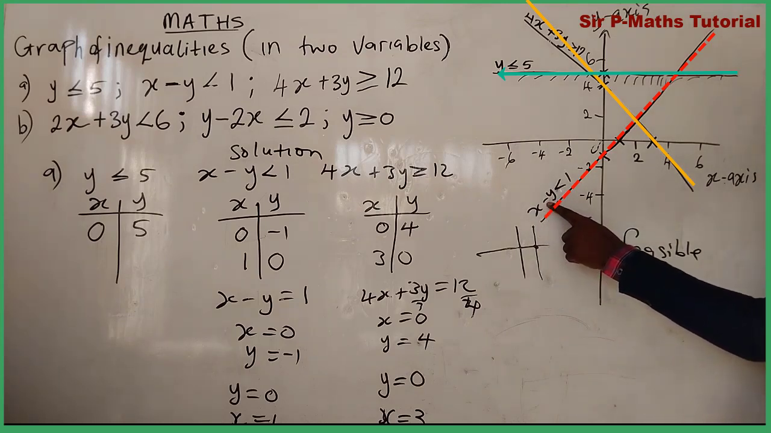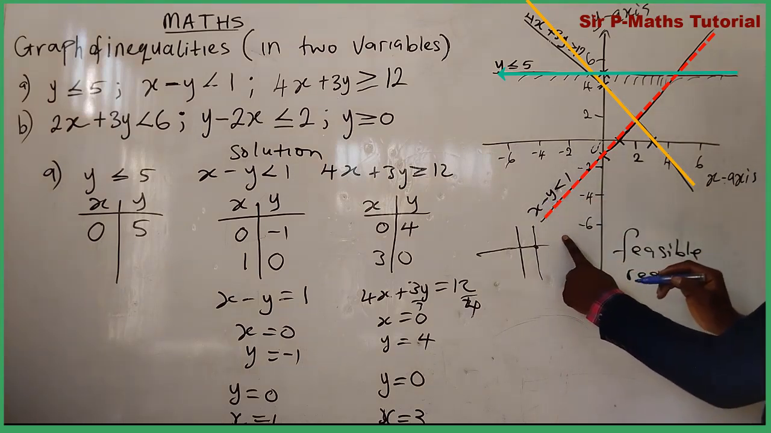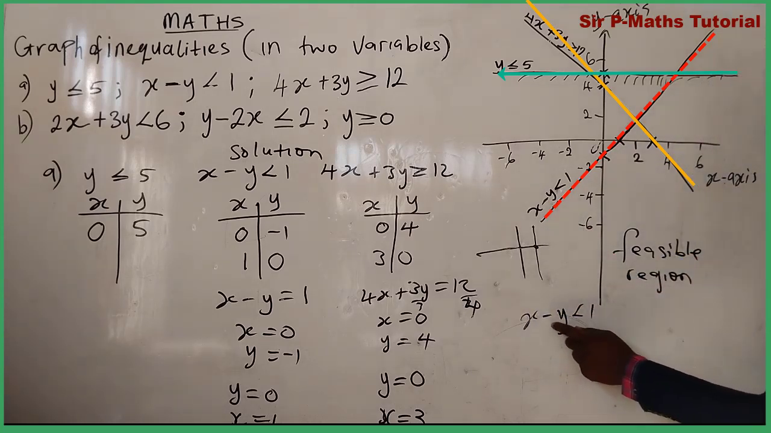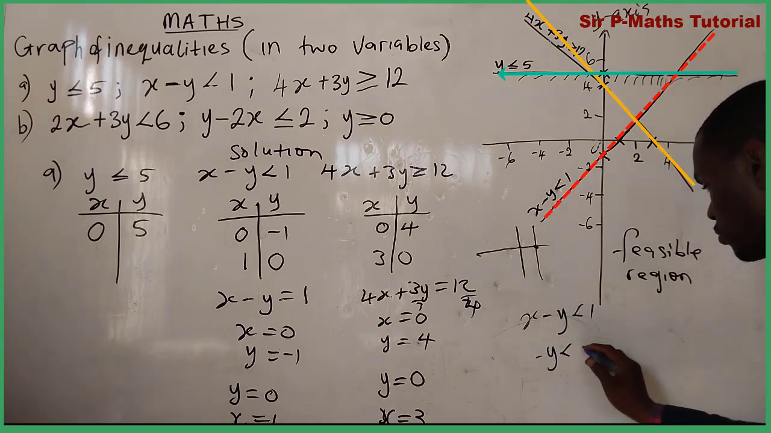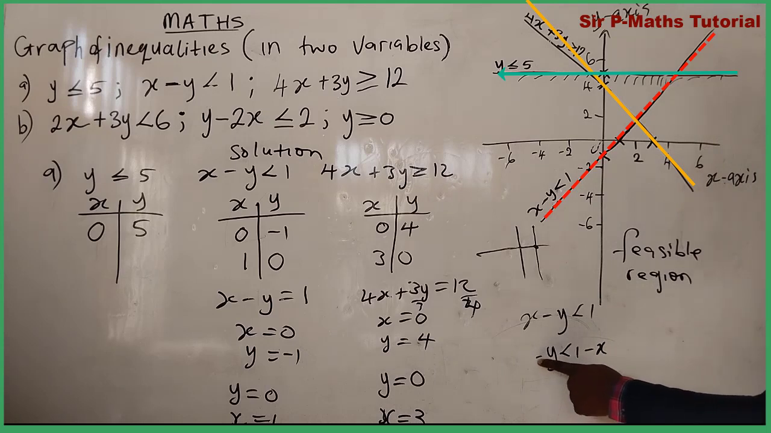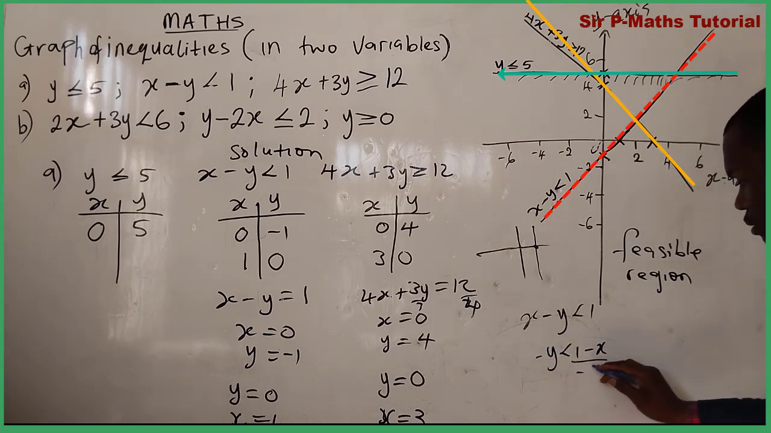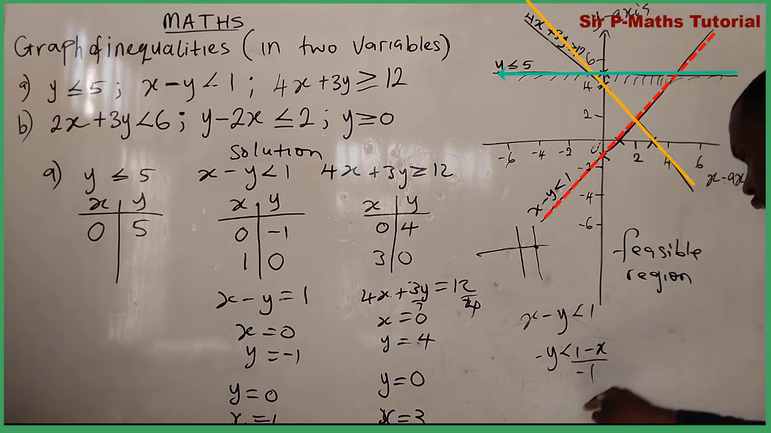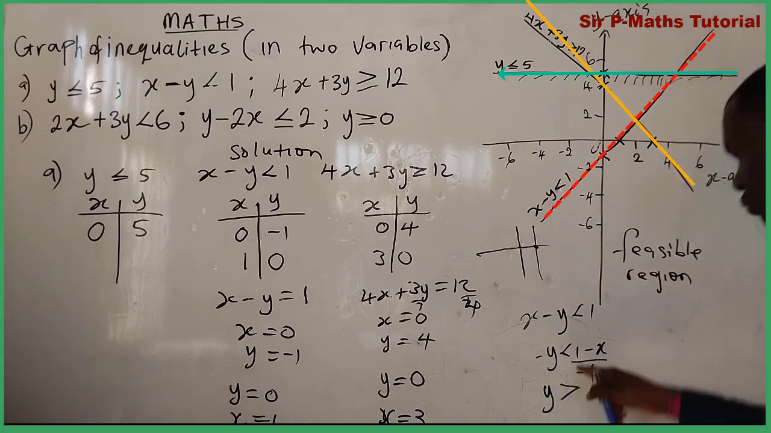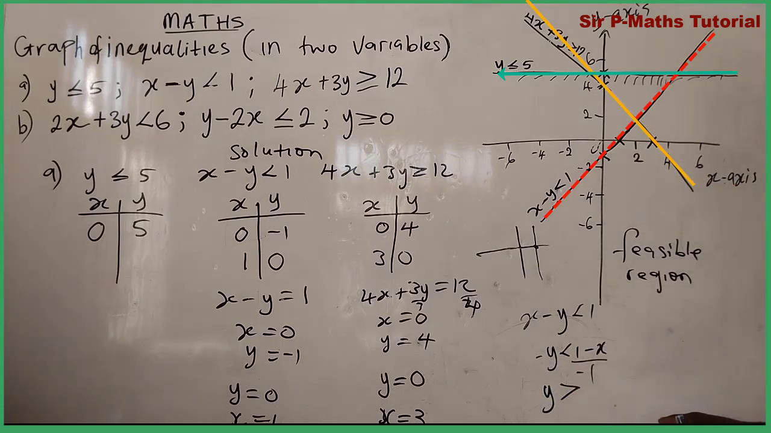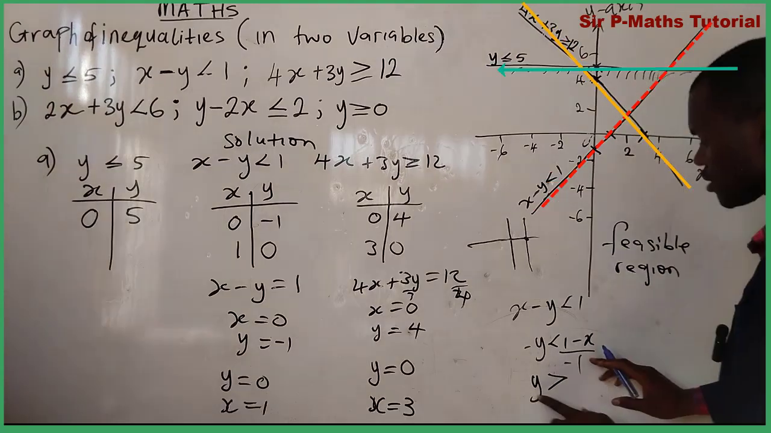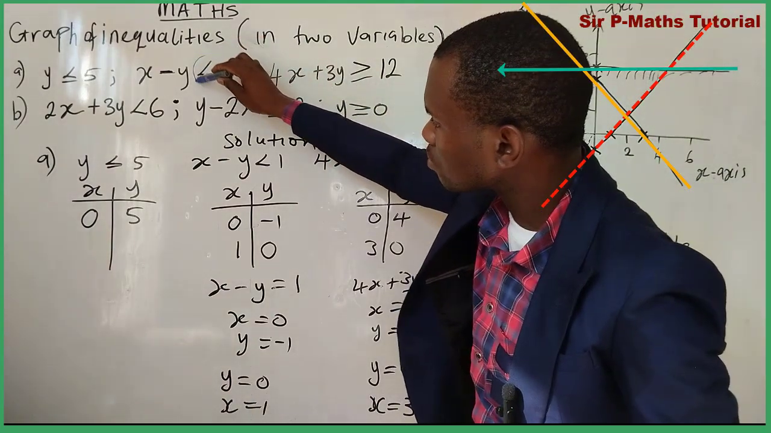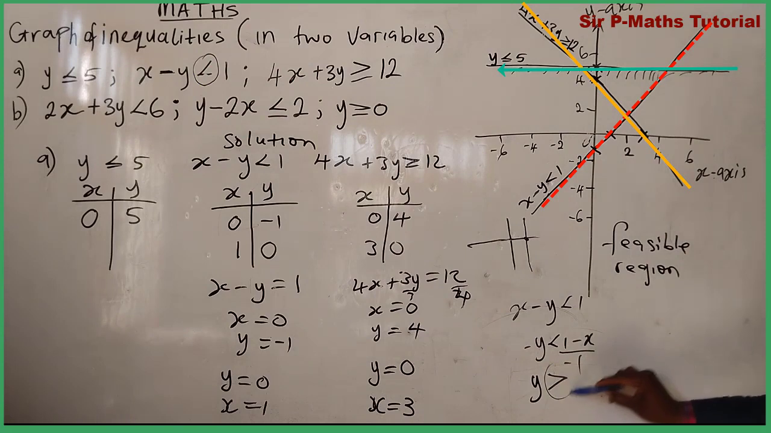Then let us get the second one, which is this. Before I plot it, consider your y. Y has a negative sign. If y has a negative sign, x minus y less than 1, you make y the subject of the formula from here. I will have minus y less than 1 minus x. To eliminate this negative sign, I will divide both sides by minus 1. One of the rules of inequalities says that whenever you divide by a negative number, the sign will change from less than to greater than, or from greater than to less than. Since the sign has changed to greater than, I will not be considering the original sign given in the question, but the one that has changed to greater than.